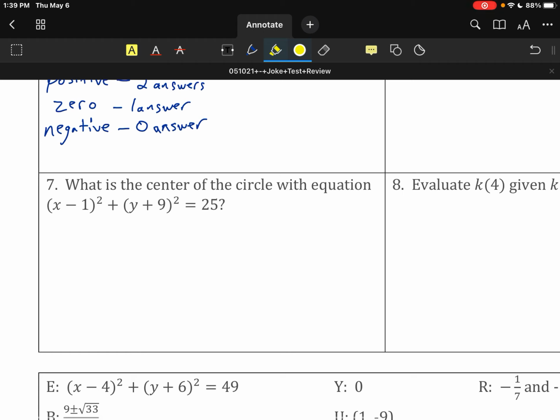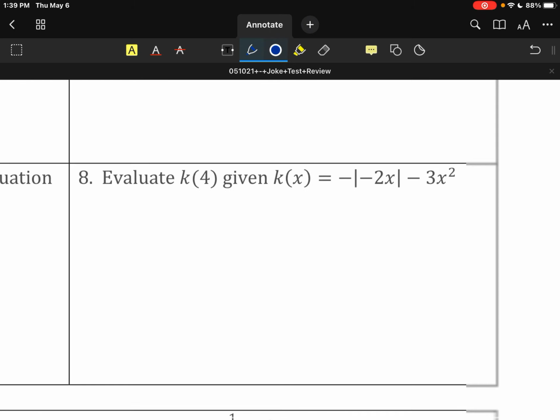Number 7, what is the center? So kind of going backwards. So using, this is the h, that's the k, and that's the r squared. Okay, so you have to take the square root of that. And remember, take the opposite of these 2 right there to get the center, and then evaluate.